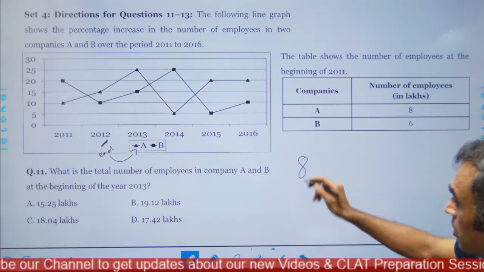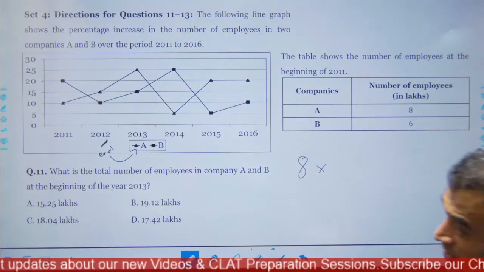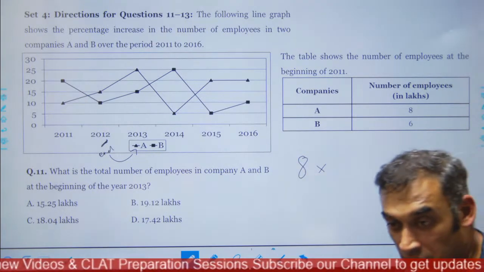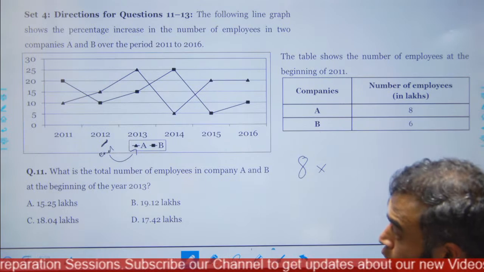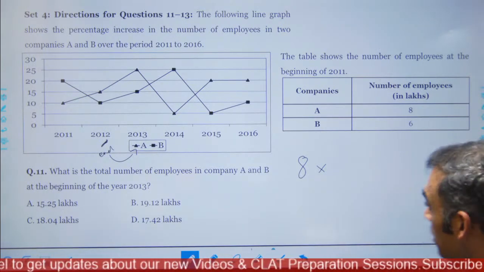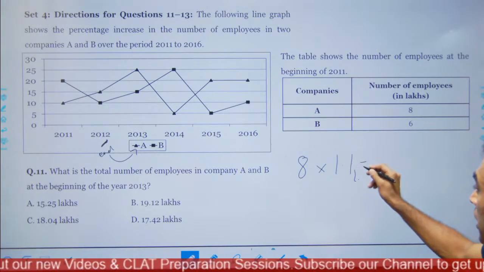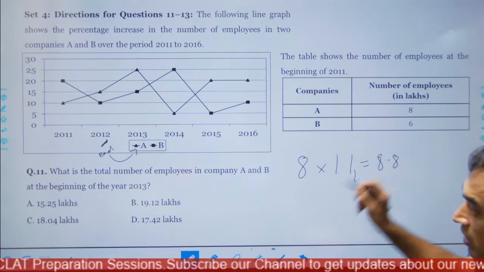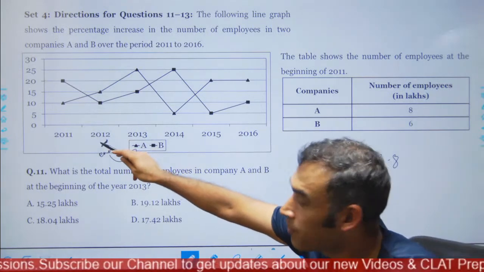A का क्या हुआ है? A पहले साल में कितने से ग्रो किया? So we are talking about beginning of the year, 1st of January. वो ग्रो किया है कितने से? 10% से. तो एंड ऑफ जनवरी में 10% से ग्रो किया, तो ये 1.1 से ग्रो किया, तो 8.8 lakhs हो गया, राइट? Which is my figure here in 2012.